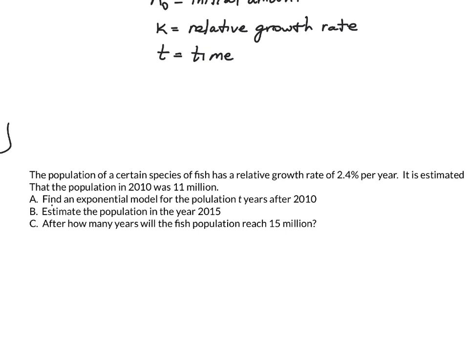So let's start to put some of this down. So for part A, A sub 0 is 11 million. And then K, the relative growth rate, is 2.4%. Now remember, just like when we did continuously compounding interest, you don't use percent in the formula, you change it to a decimal. So it's 0.024.